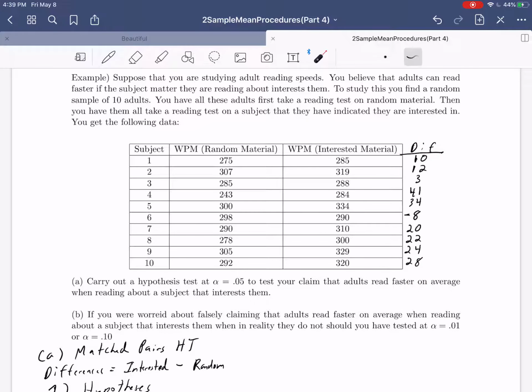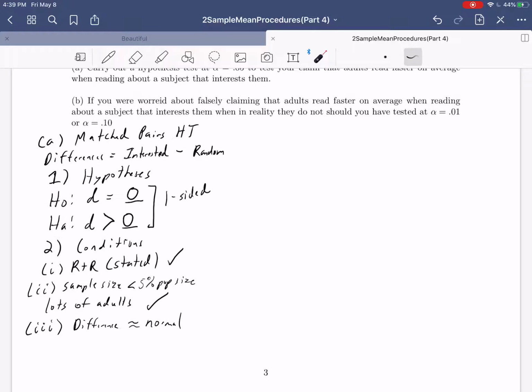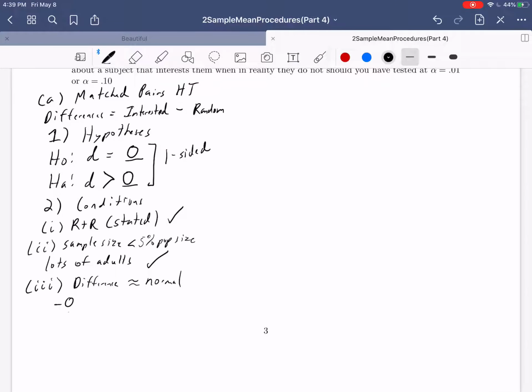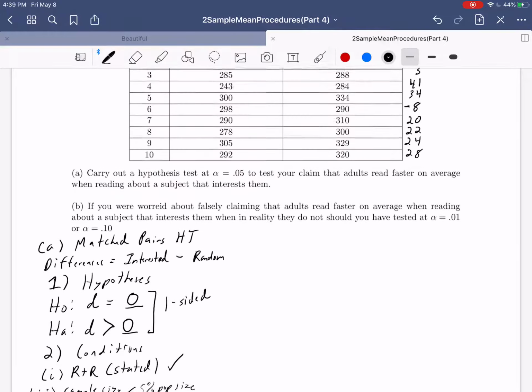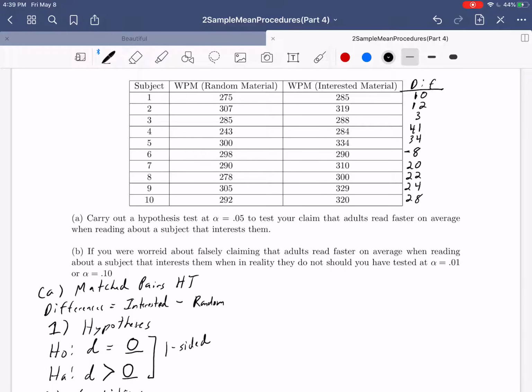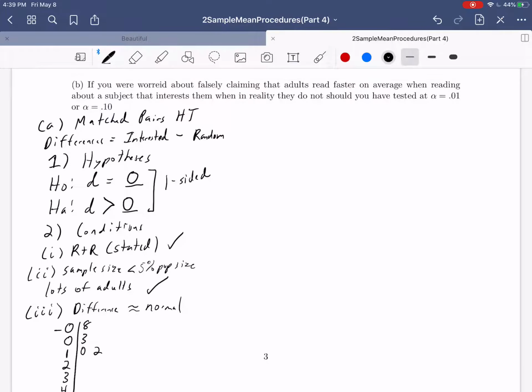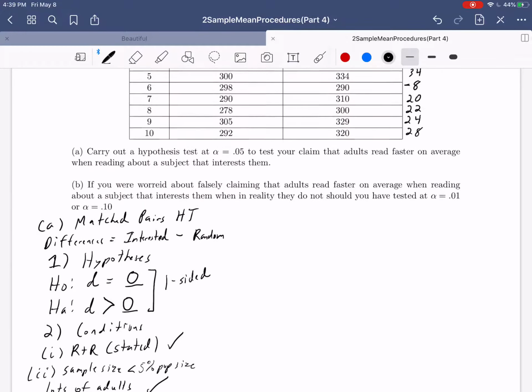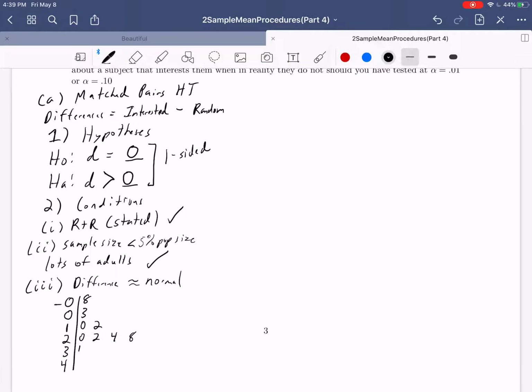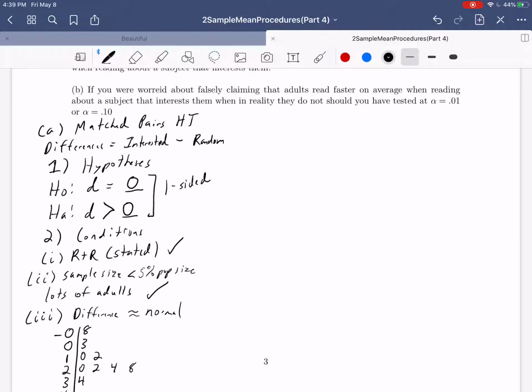Our stems will be things like 0 and 1 and 2 and 3 and 4. But we will have one weird thing. We'll actually have to include a -0 to separate the -8 from that positive 3. So our stem and leaf plot here should look like -0, 0, 1, 2, 3, and 4. For that -0, we had that -8. For the positive 0, we had 3. For the 1, we had 10 and 12. Then for the 20s, we had 20, 22, 24, and 28. Then for the 30s, we had 34. And then for the 40s, we had 41.